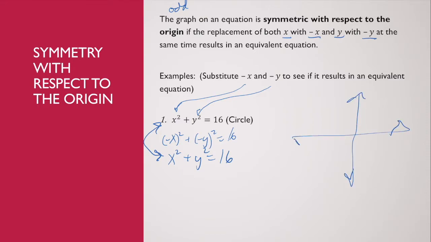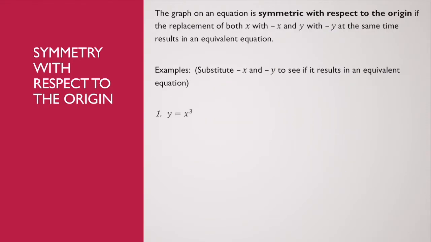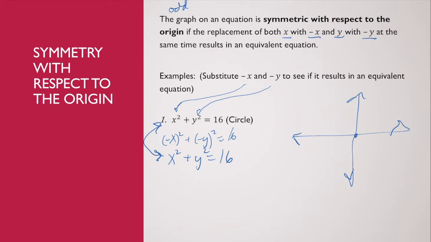This is a circle whose center is the origin and whose radius is 4, right? And if I was to rotate this whole circle 180 degrees, it would look the exact same. So a circle with origin at the center is symmetric to the origin. But we wouldn't want to call it an odd function because a circle is not a function. So it is just symmetric with respect to the origin. Remember, in order to be a function, you have to pass the vertical line test.